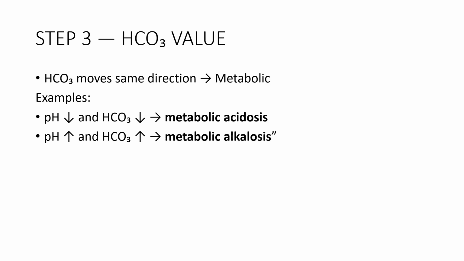Step 3. Bicarb value. If carbon dioxide didn't explain the pH shift, look at bicarb levels. If bicarb moves in the same direction as pH, it's metabolic. Examples are: if pH is low and bicarb is also low, then it's metabolic acidosis. If pH is high and bicarb is also high, then it's metabolic alkalosis.